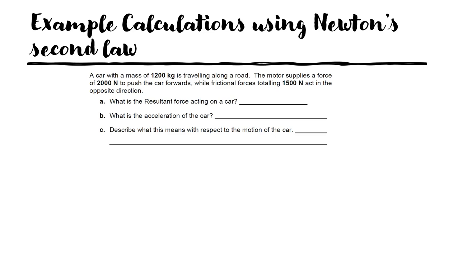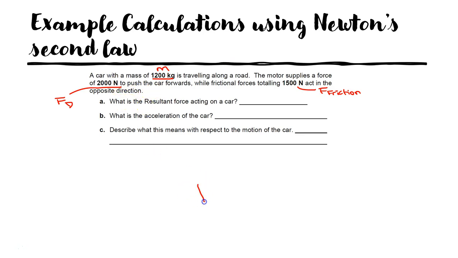This is one from our booklet, and let's have a look. We've been told we have a car with a mass of 1,200 kilograms and it's traveling along a road. The motor supplies a force of 2,000 newtons, so this is its driving force, to push the car forward, and there is a frictional force totaling 1,500 newtons. Okay, so we have a force of friction, and it's acting the opposite direction.